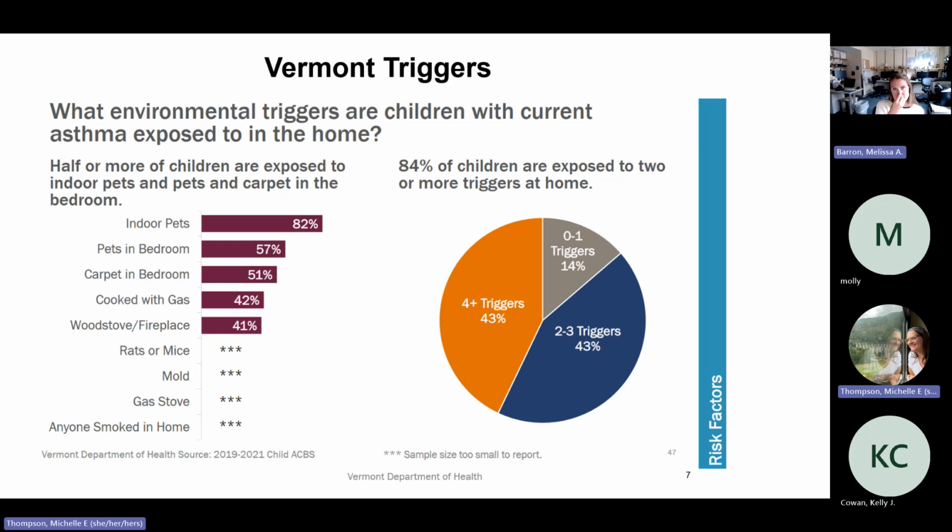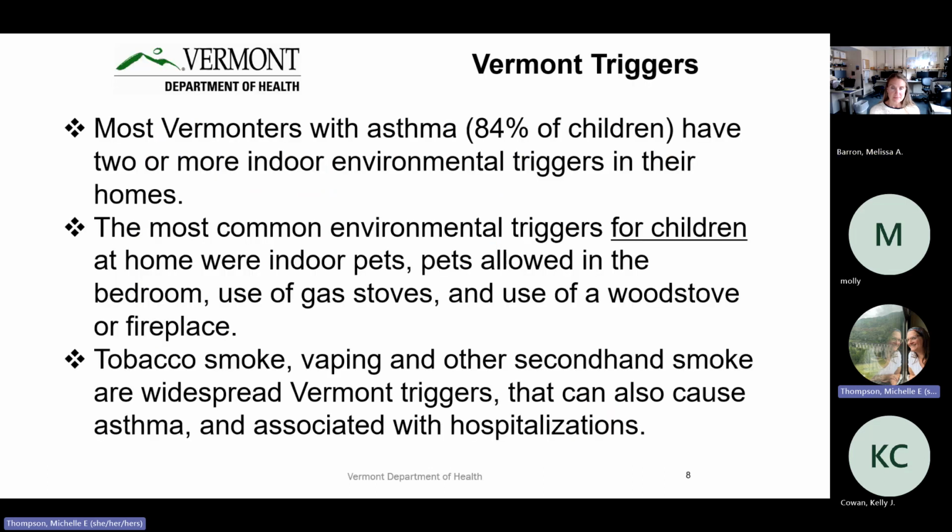Cooking with gas and wood stoves. Those are 2 other big culprits that tend to make kids exacerbate. And 84% of these children are exposed to 2 or more triggers at home. Obviously, most likely is a pet, and a wood stove is pretty common that a lot of families have. So we're trying to work with the families and identify what we can do to help minimize their triggers in the home. And over 43% have 4 or more triggers. So that's quite a bit. That's why we're here, trying to help as much as possible, trying to decrease any little bit that we can. Okay, next slide.